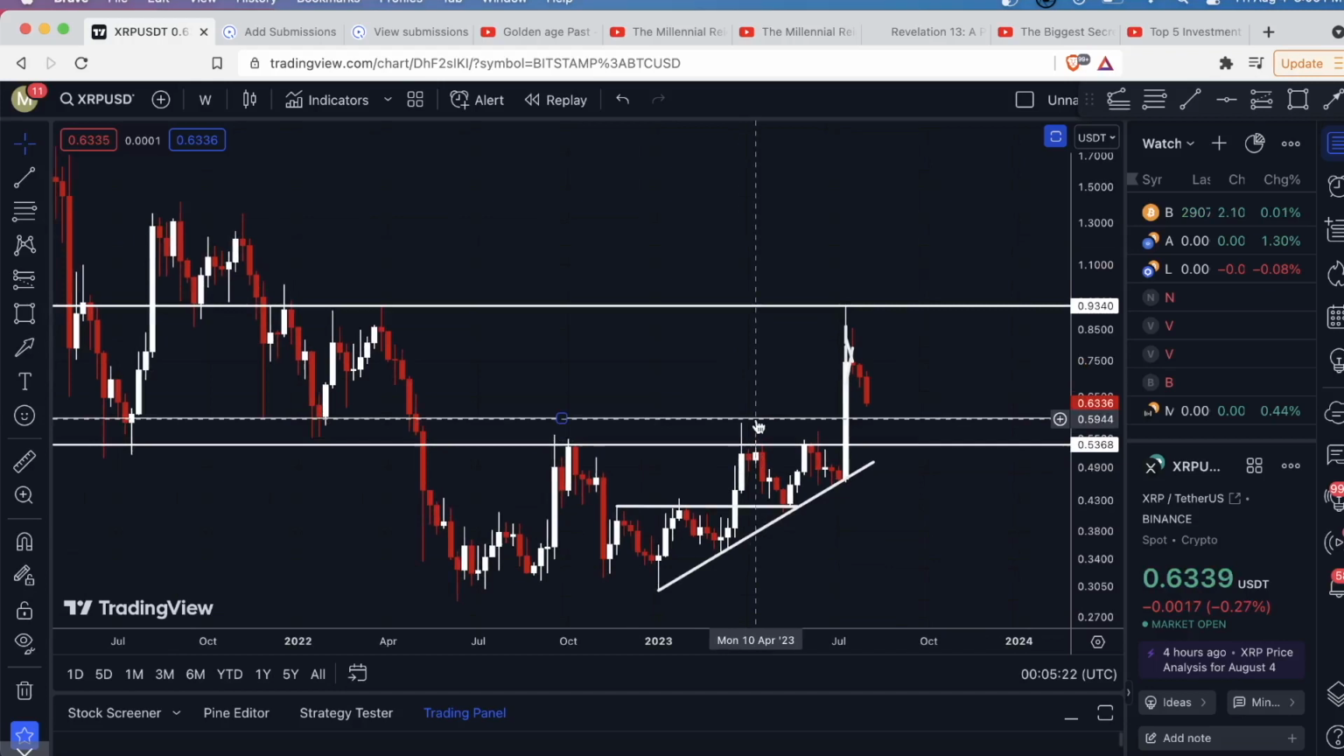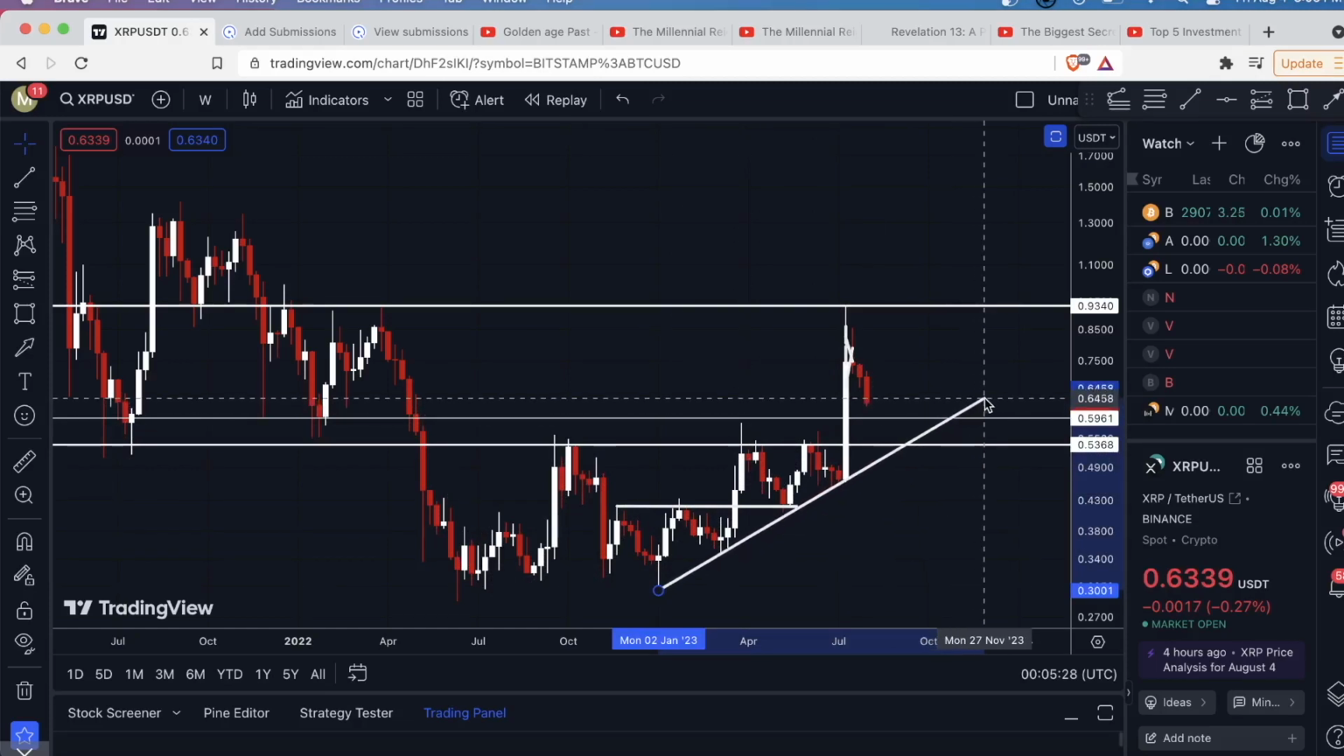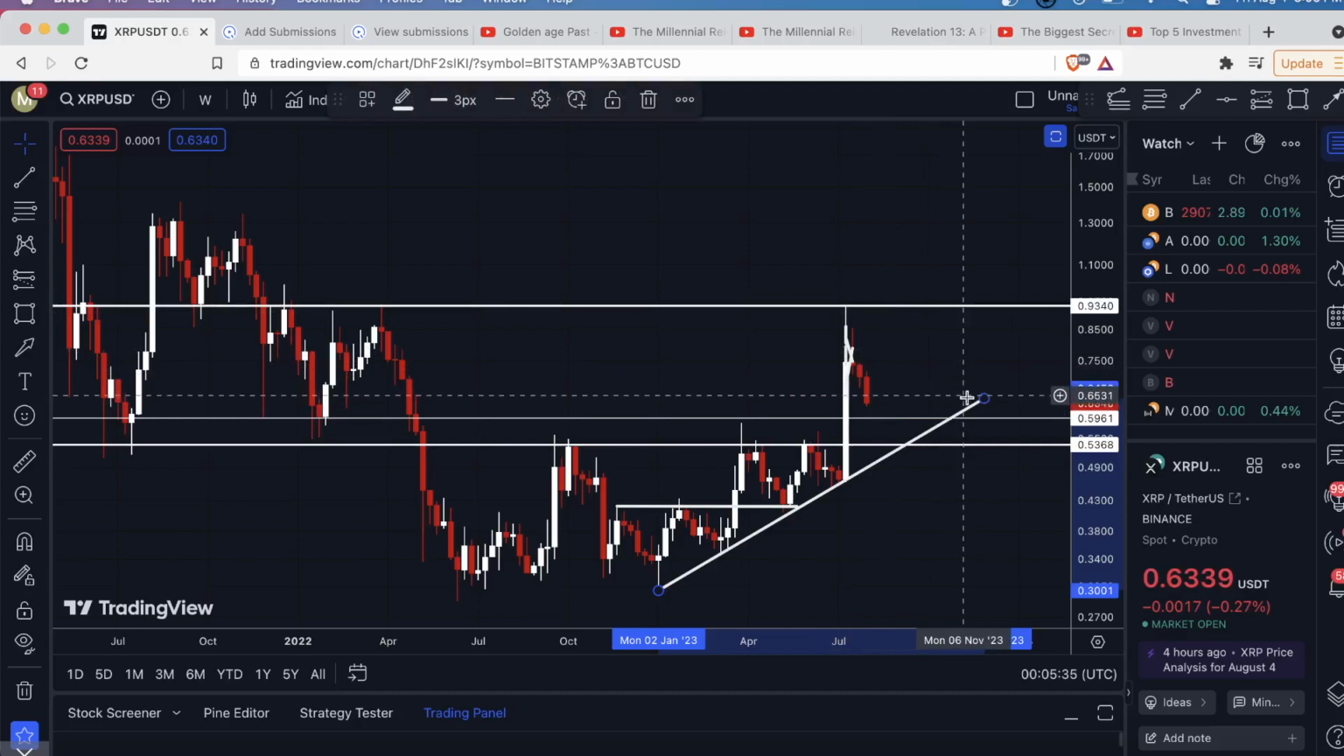Okay, the second level that I suggest that you mark out would be this upsloping level of support. So if we just continue that up, that could become relevant in the future, right? As this price moves, it might come down and test this level as a support. So you want to have this marked on your chart.